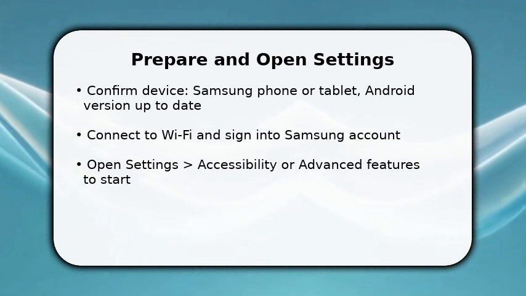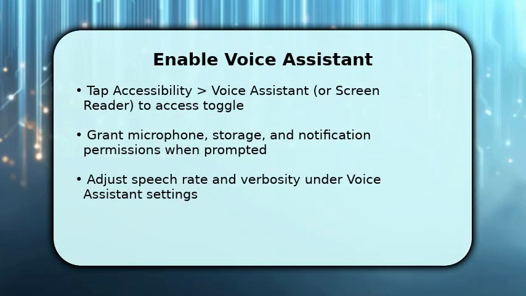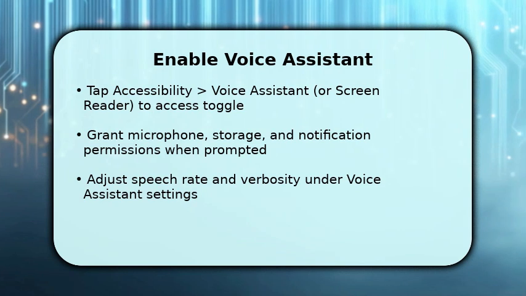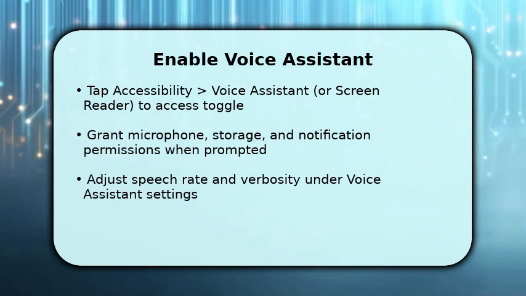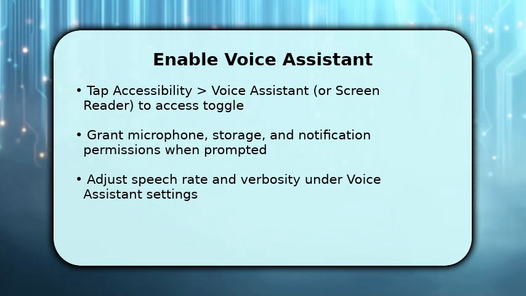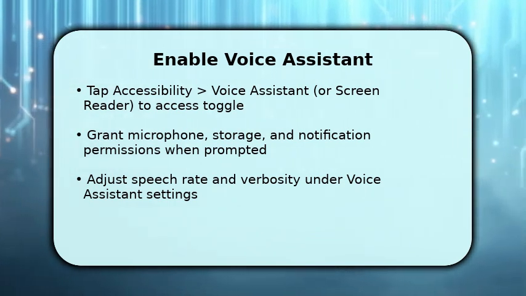Now enable Voice Assistant by tapping Accessibility, then Voice Assistant or Screen Reader and flipping the toggle. This turns on spoken feedback and navigation cues. When Android prompts, grant microphone, storage, and notification permissions so the assistant can listen and describe content. Without them, it won't work reliably.